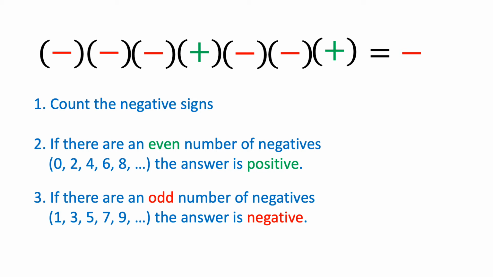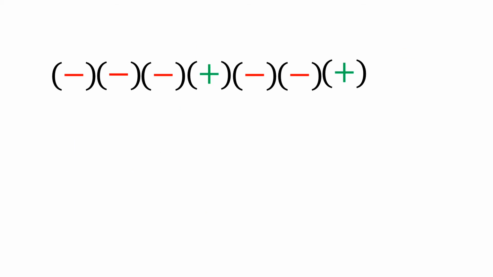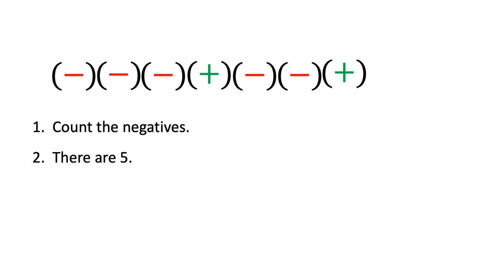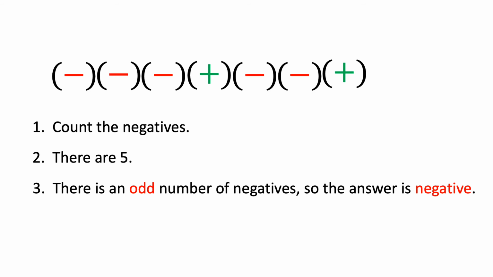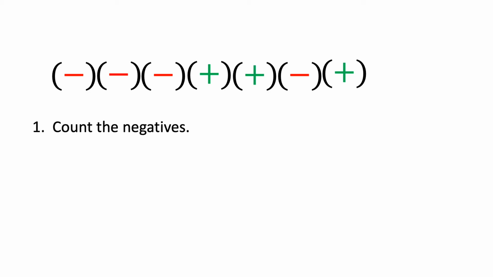So we count the negative signs. If there are an even number, then the answer will be positive. If there are an odd number of negatives, the answer is negative. Let's count the signs. There's 5 negatives. Next, we know our answer is going to be negative. There are an odd number of negative signs, so the answer is negative.